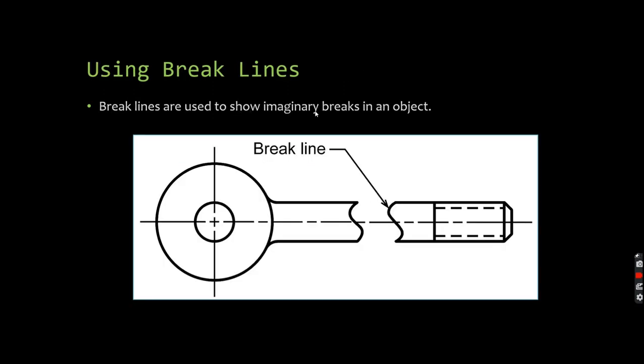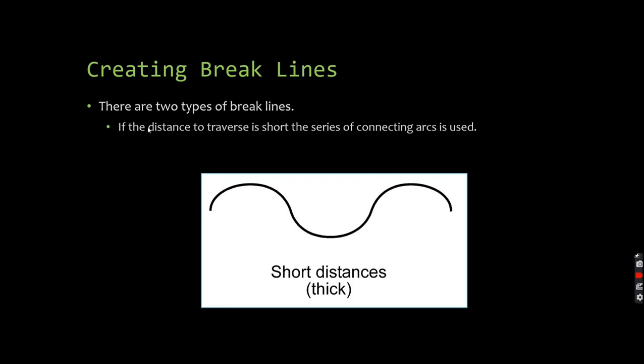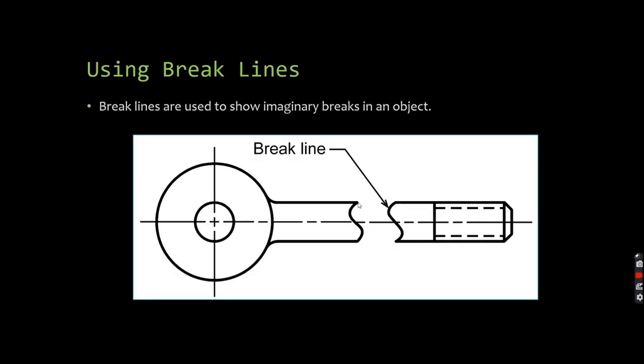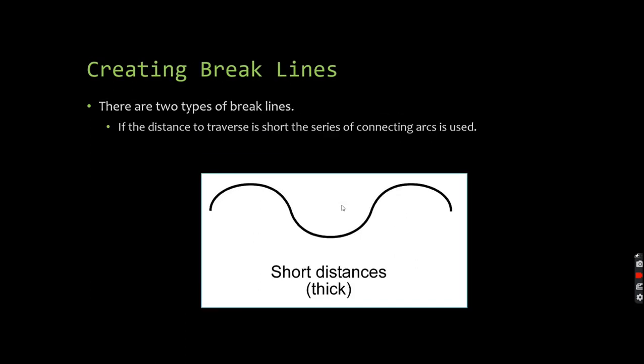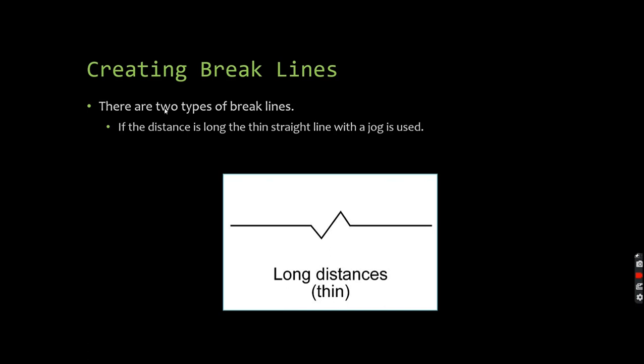Break lines are used to show imaginary breaks on an object. If we have an object that's very long, and this is just the same thing, just a long stretch of it, we can put a break line in there. Two types of breaks: if the distance to traverse is short, we use connecting arcs, kind of like this one that we showed right here. If we have a long distance, we use a thin straight line with a jog.